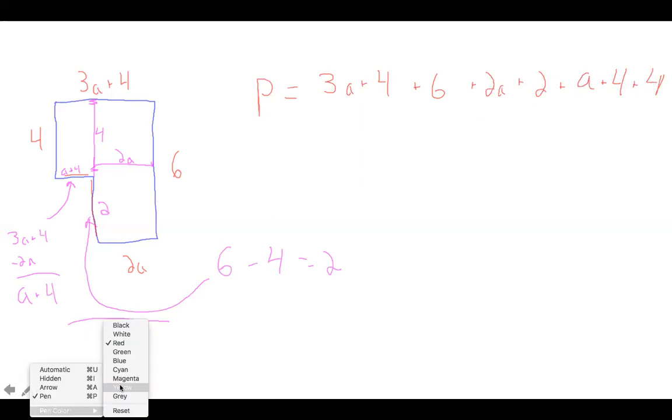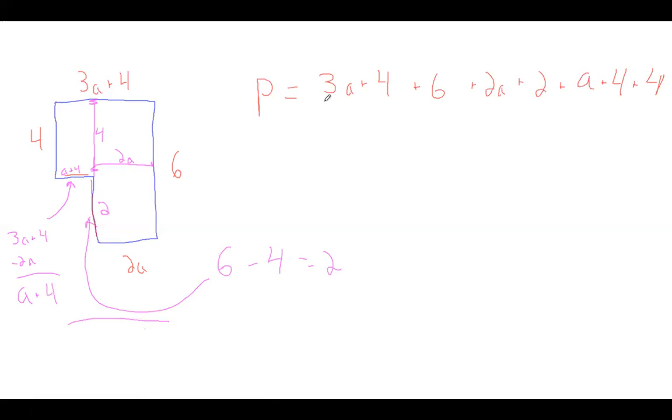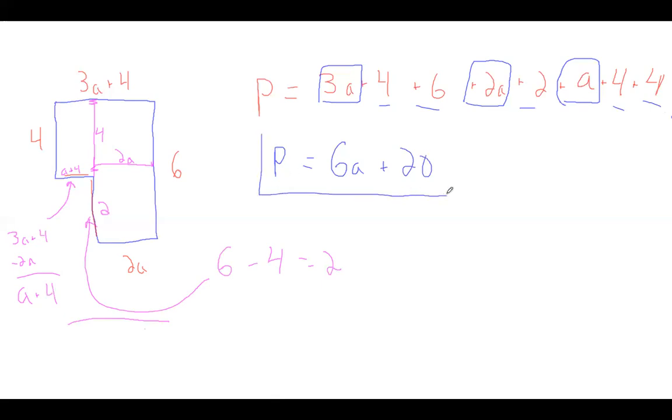And then I'm going to combine like terms. 3a plus 2a is 5a, plus 1 more a is 6a. And then 4 plus 6 is 10, plus 2 is 12, plus 4 is 16, plus 4 is 20. So in terms of a, the perimeter is 6a plus 20 of this whole ugly shape.